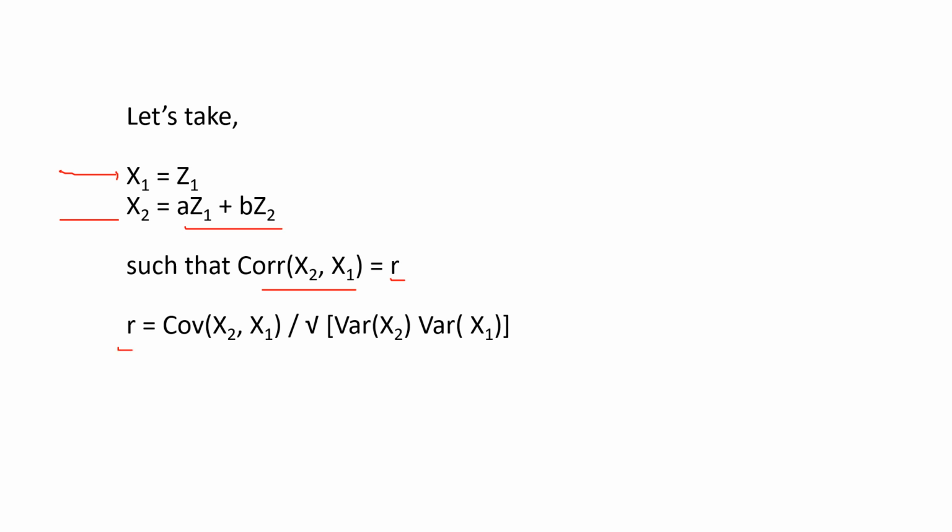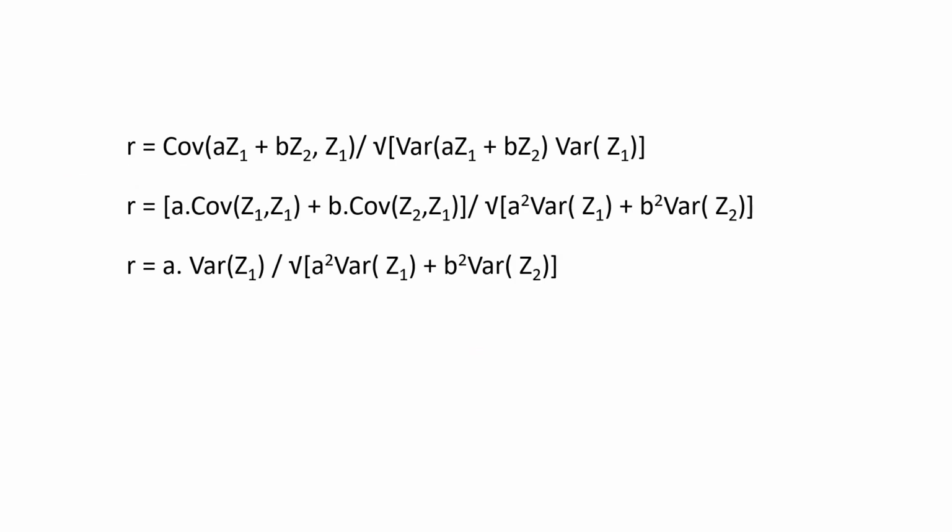We can write this correlation as the covariance between X1 and X2 divided by the product of standard deviations, which is the square root of the product of variances of X2 and X1. So now our goal is to find the values for a and b. First we substitute the value of X2 as aZ1 plus bZ2 in the numerator and also in the denominator, and then we expand the covariance terms.